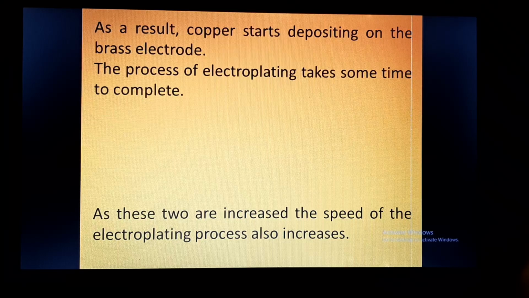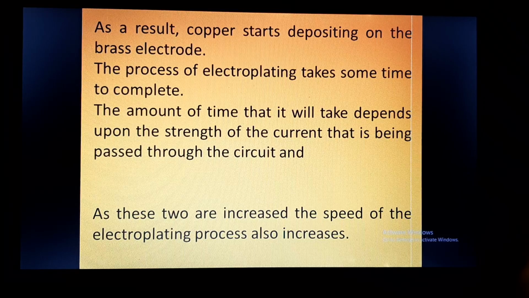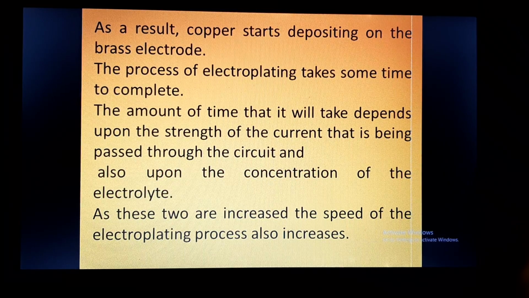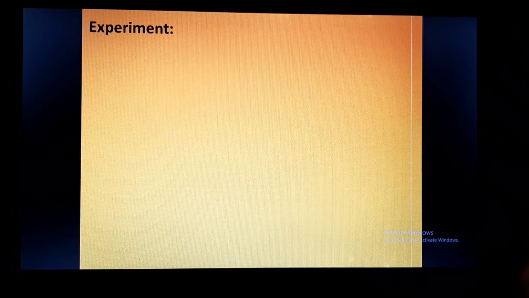The process of electroplating takes some time to complete. The amount of time that it will take depends upon the strength of the current being passed through the circuit and also upon the concentration of the electrolyte. As these two are increased, the speed of the electroplating process also increases. Now the experiment we'll discuss in the next lecture.